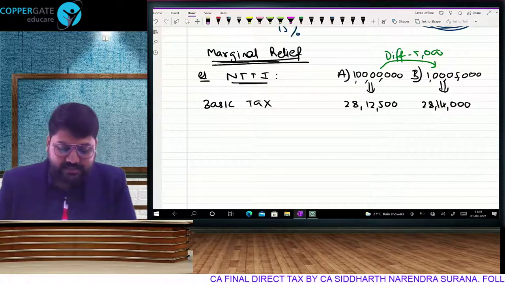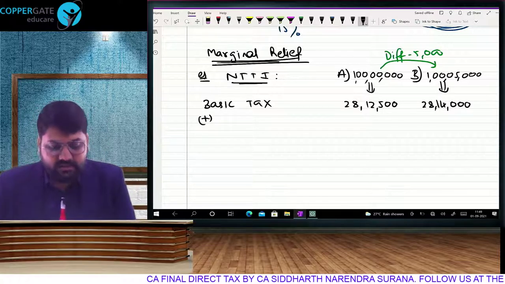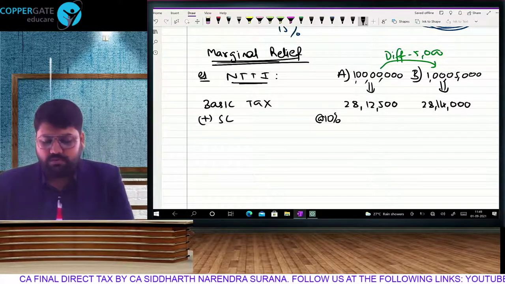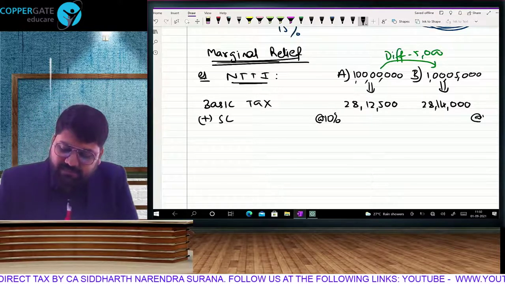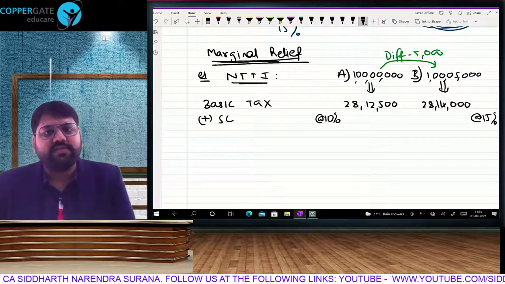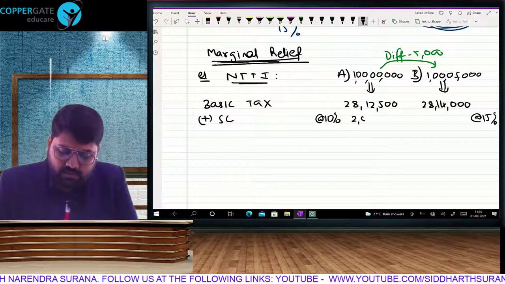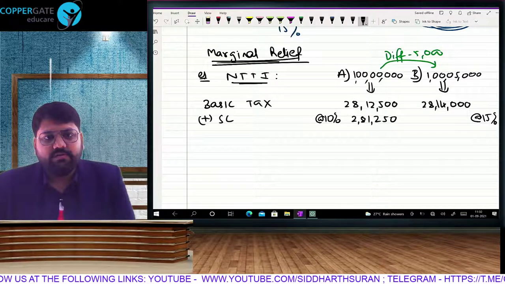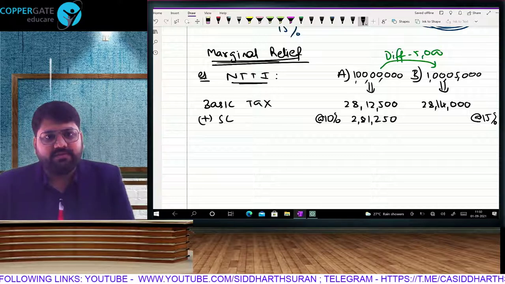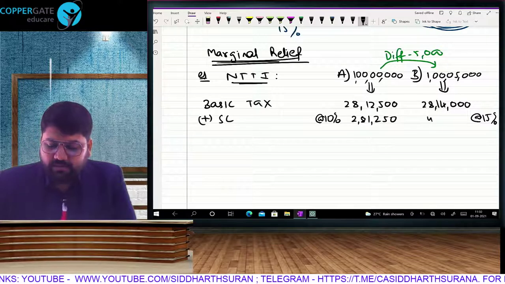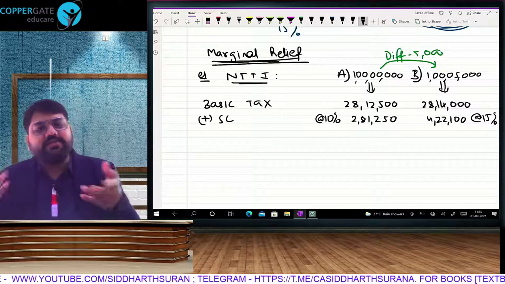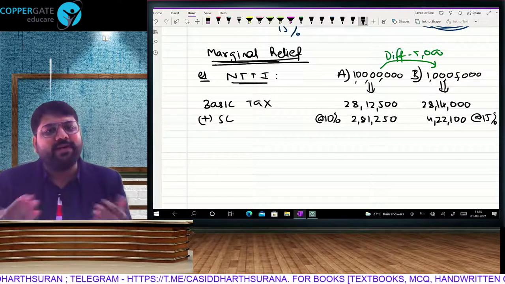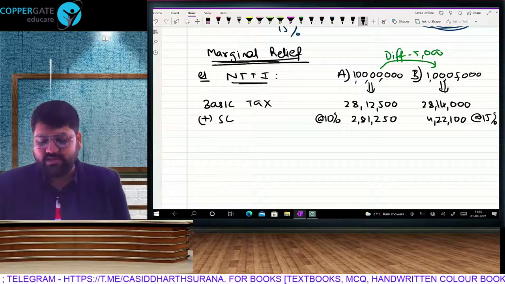Now, what is going to be your next step? Obviously, we have already decided this is a case of surcharge. In the case of Mr. A, it is going to be 10% because it is equal to 1 crore. But in the case of Mr. B, it is going to be 15% because it is greater than 1 crore. So we get 2,81,250 here. See, I am so fast, I calculated surcharge in 1 second. Don't make fun. I have done this example 10,000 times in my life. Even if I don't memorize the amounts, they automatically enter your brain. 15% of 28,14,000 is 4,22,100. Yes or no?